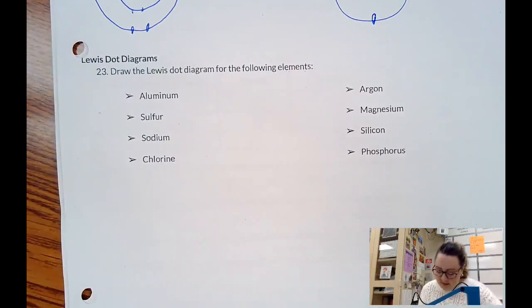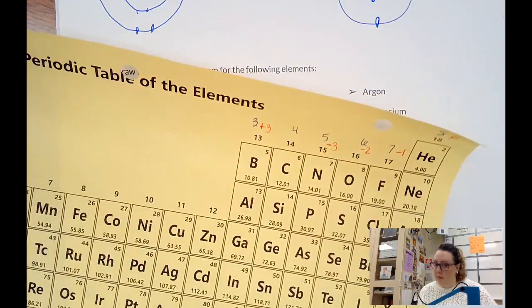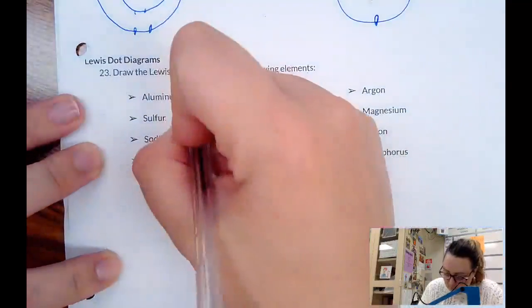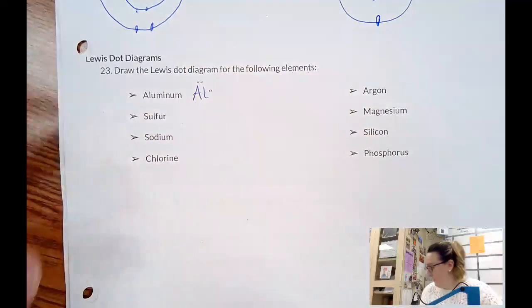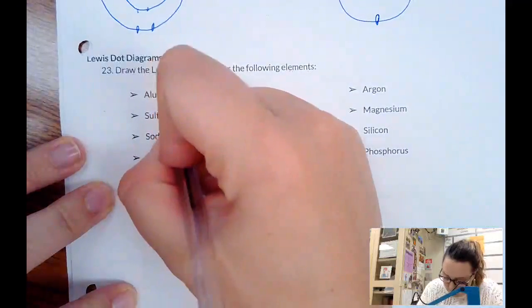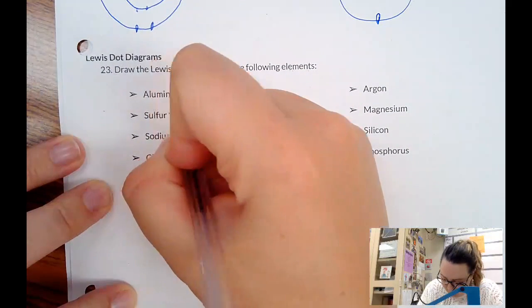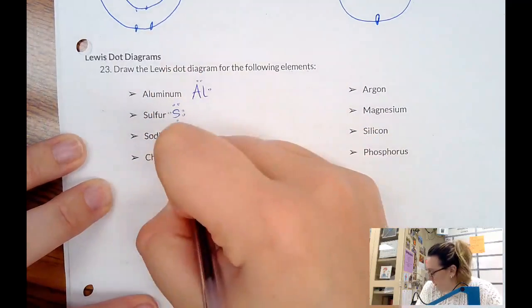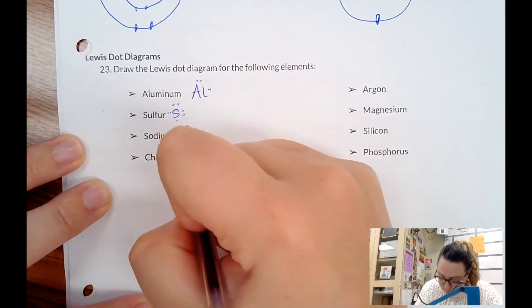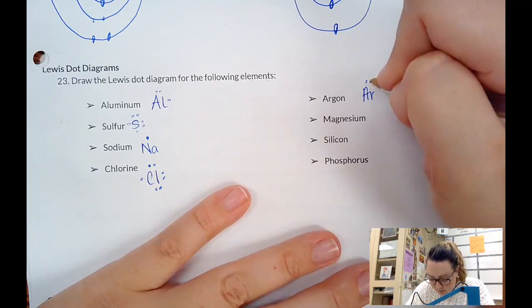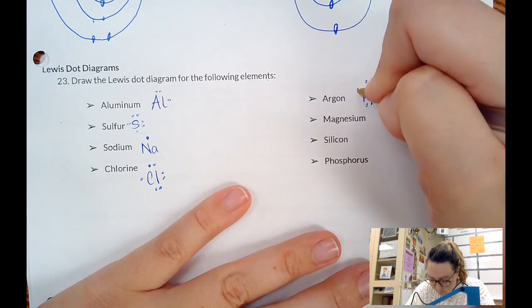Draw the Lewis dot diagram. Oh, I'm going to use the trick where I labeled my valence electrons so I can go really fast. First one's aluminum. Aluminum, 3 valence electrons. 1, 2, 3. Sulfur, 6 valence electrons. 1, 2, 3, 4, 5, 6. Sodium, 1 valence electron. Chlorine, 7 valence electrons. 1, 2, 3, 4, 5, 6, 7. Argon, 8 valence electrons. 1, 2, 3, 4, 5, 6, 7, 8.